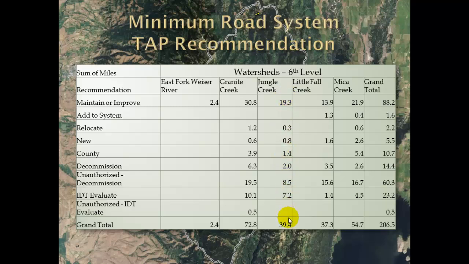And you can see the comparable values for each of the other 4 watersheds and the grand total across the watersheds over on the right, for a total of 206.5 miles of road within the project area.